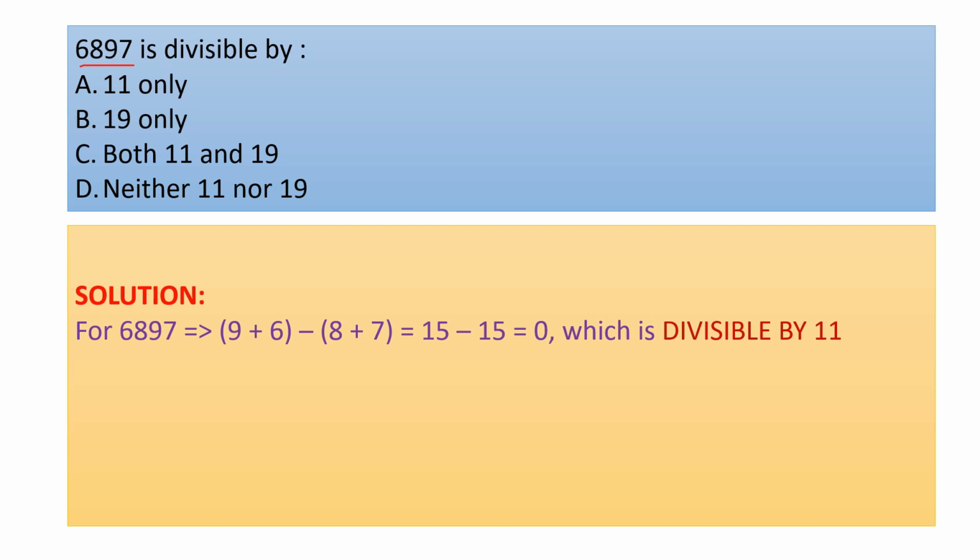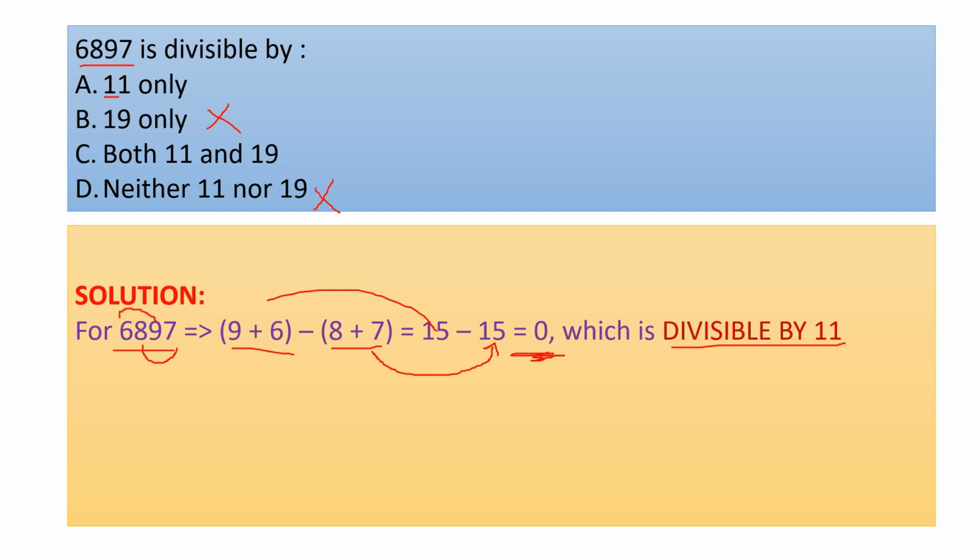So in this case, at the even places we are having 6 and 9, and at the odd places we are having 8 and 7. So 9 plus 6 gives 15, 8 plus 7 is also giving 15. So 15 minus 15 is 0. So we are getting 0, which is divisible by 11. So we know that 6897 is divisible by 11. So option B is not correct and option D is also not correct.